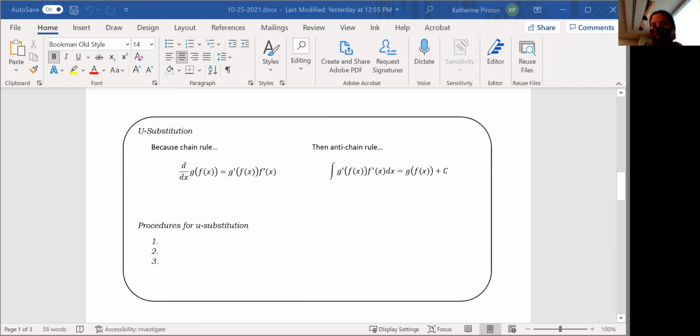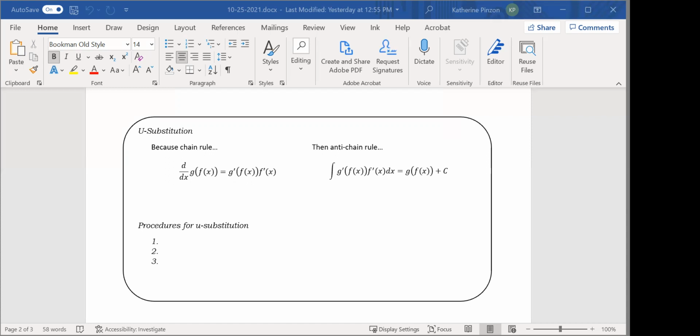So the chain rule says that the derivative of g of f of x is g prime of f of x times f prime of x. If I'm going to undo something that looks like g prime of f of x times f prime of x, it should undo the chain rule and give me g of f of x, right?